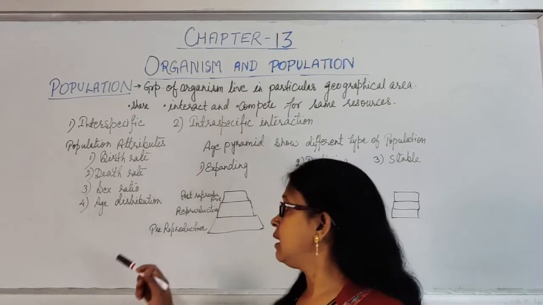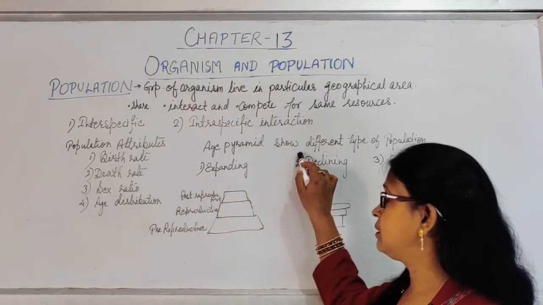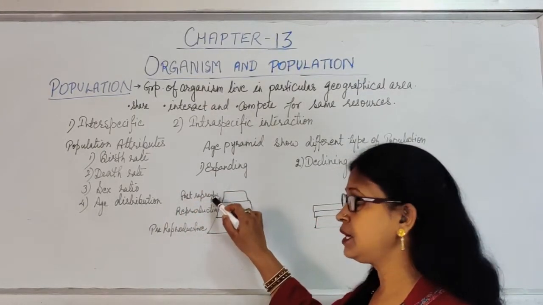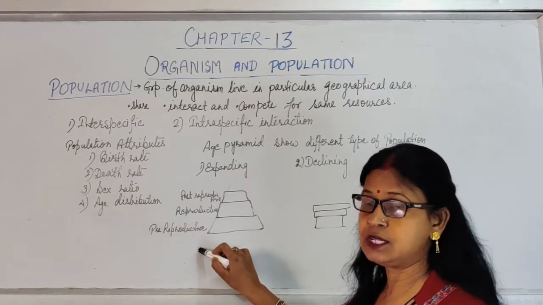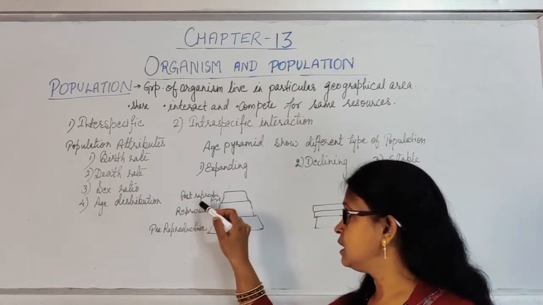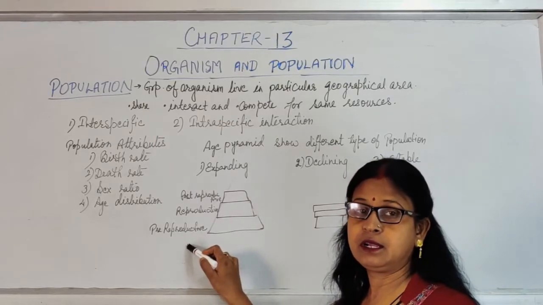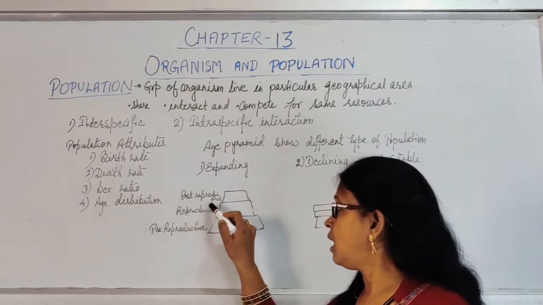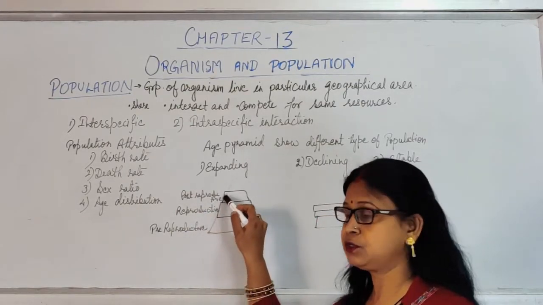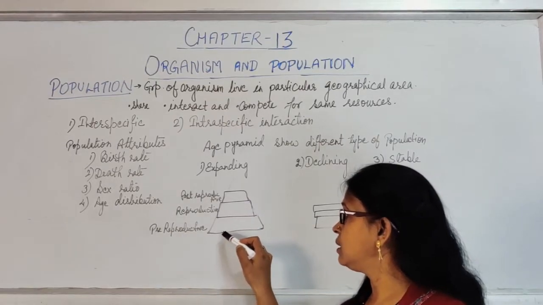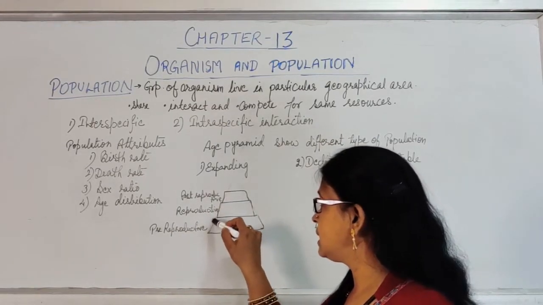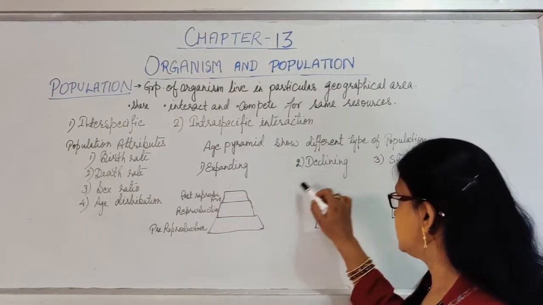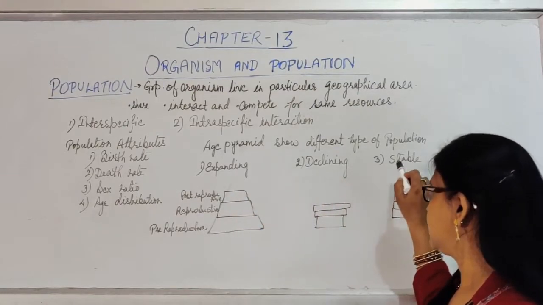Depending upon that, there are three types of age pyramid. Individuals belong to three categories, that is pre-reproductive or juvenile phase, then when they enter the reproductive phase, and then the post-reproductive phase. So three phases are there, and depending upon the number of individuals present in all these three phases, there are three types of population: expanding, declining and stable.